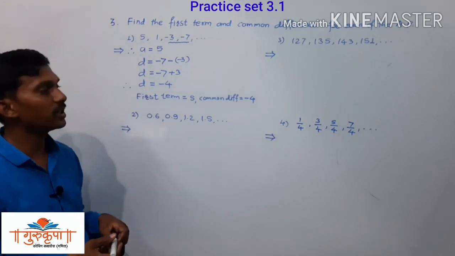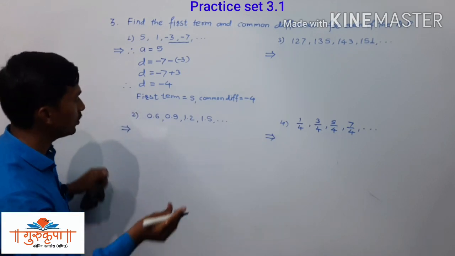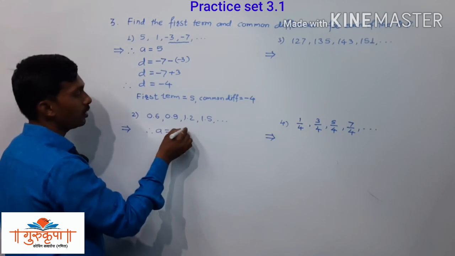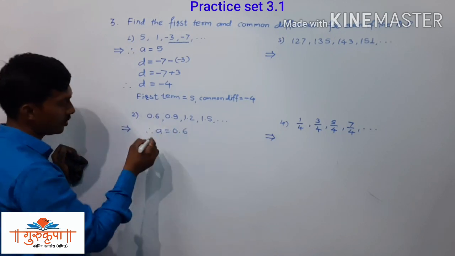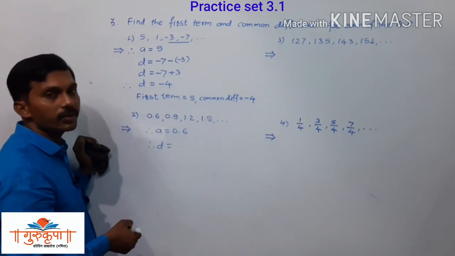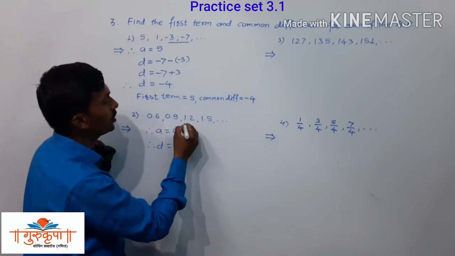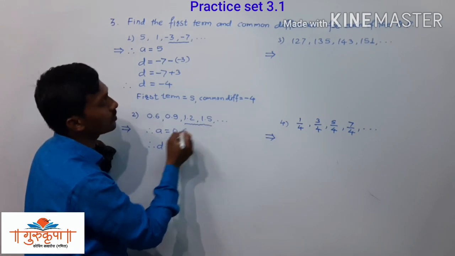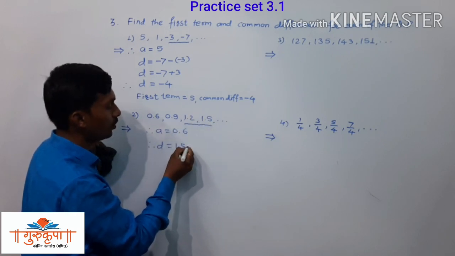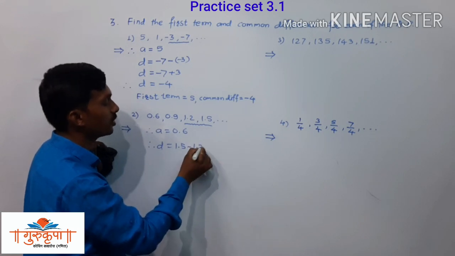Now we have the second example. In each and every example we have to do the same thing. The first term is 0.6. Now find the common difference. D is equal to, take any two consecutive terms and subtract the previous term from the next term. We will get these two terms, 1.5 minus 1.2. Now take the subtraction here.